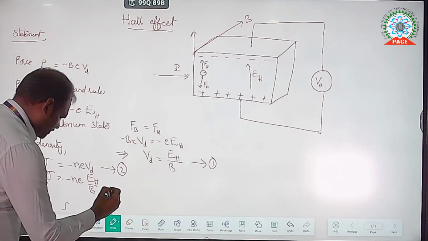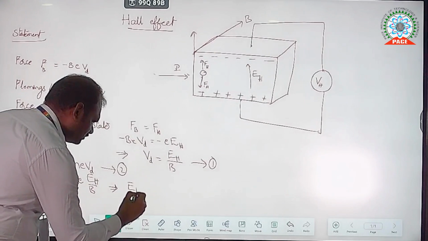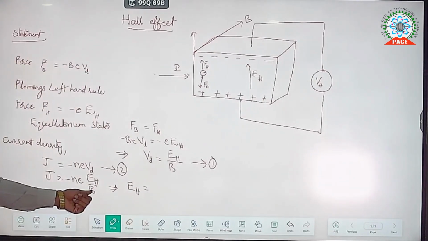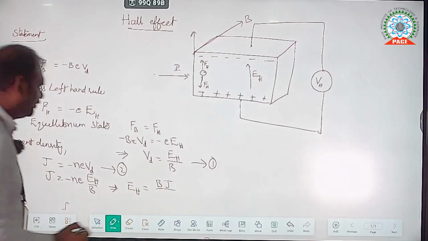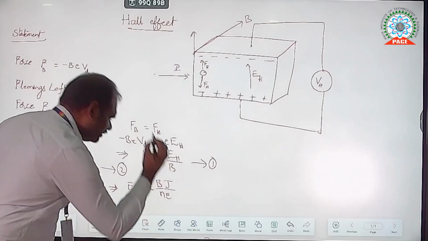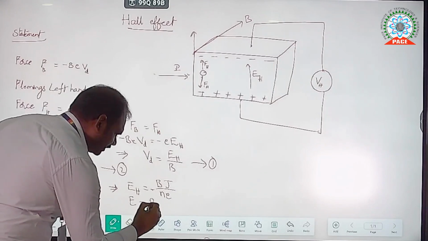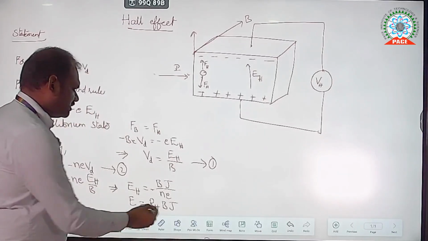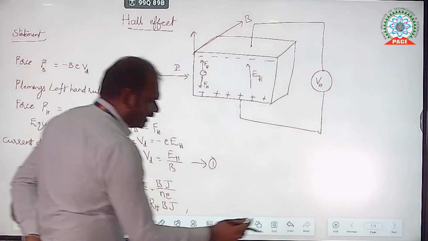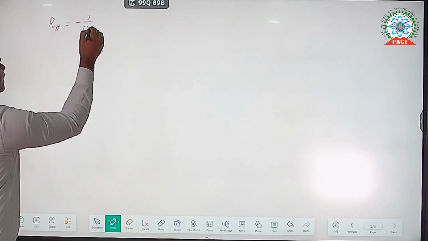This implies we can write EH is equal to BJ by minus n e. This is EH is equal to RH into BJ. Here, what is RH? From the above equation, RH is equal to minus 1 by n e for electrons.